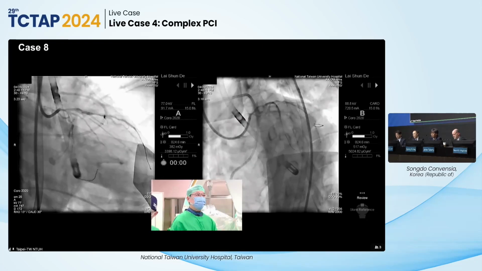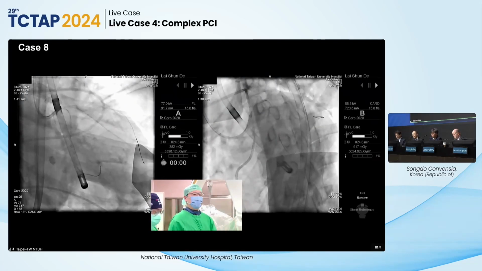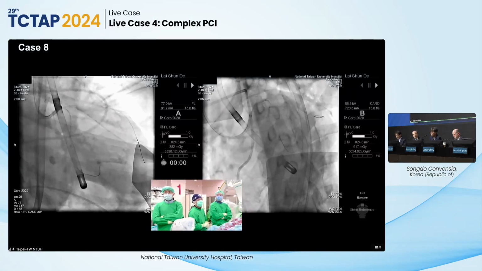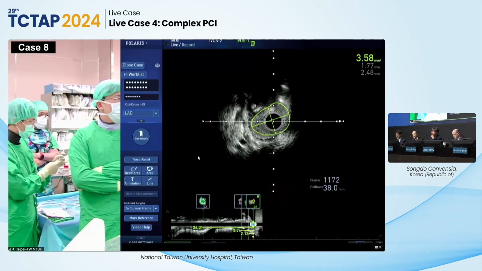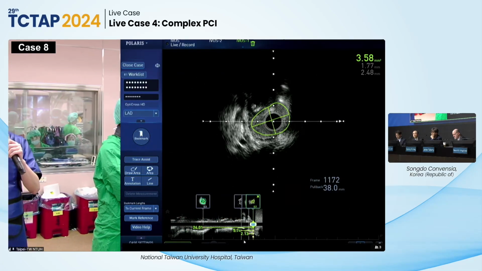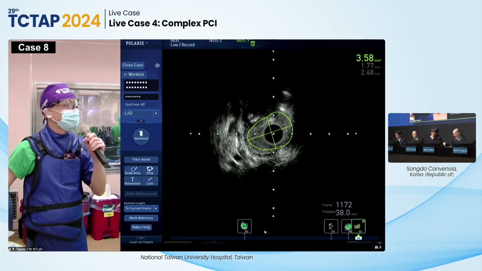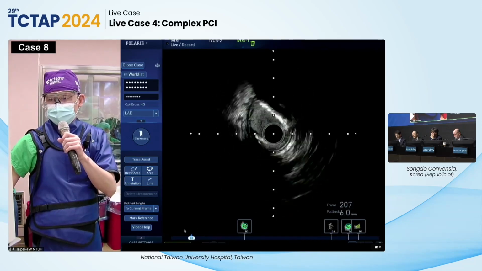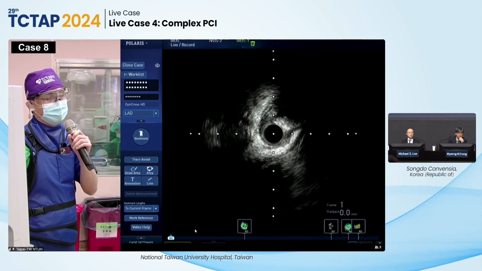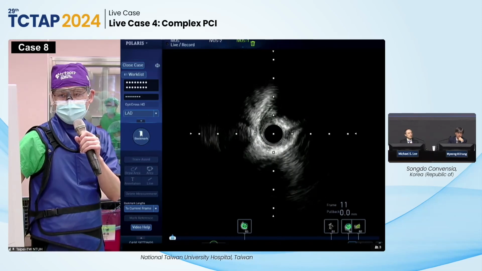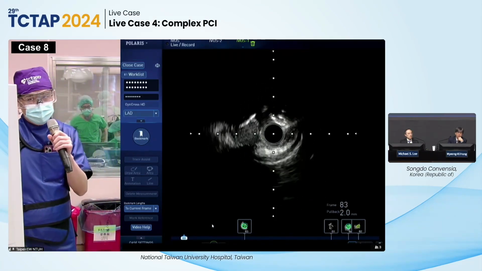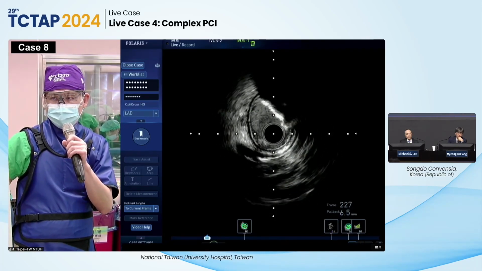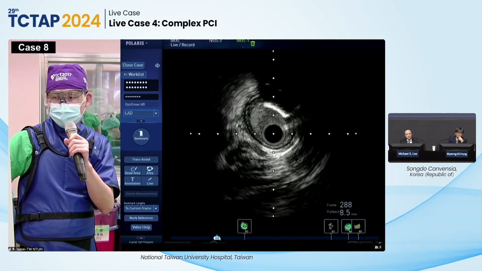So maybe Dr. Huang will help us through the IVUS right now. I'm showing IVUS. This is the pullback from proximal LAD. As you may see, it is severely diseased, starting from the proximal LAD with some calcification. Let me go forward.